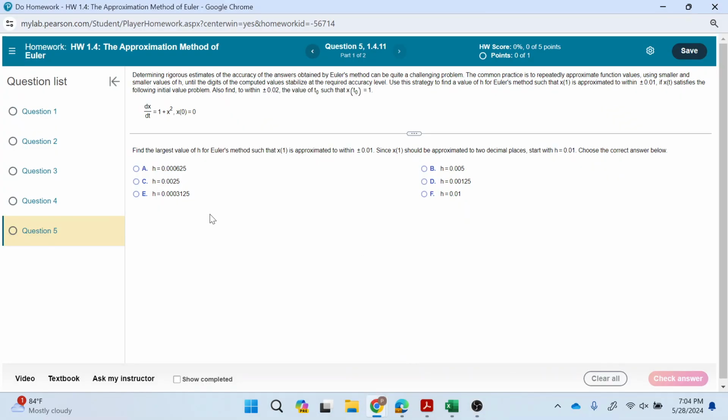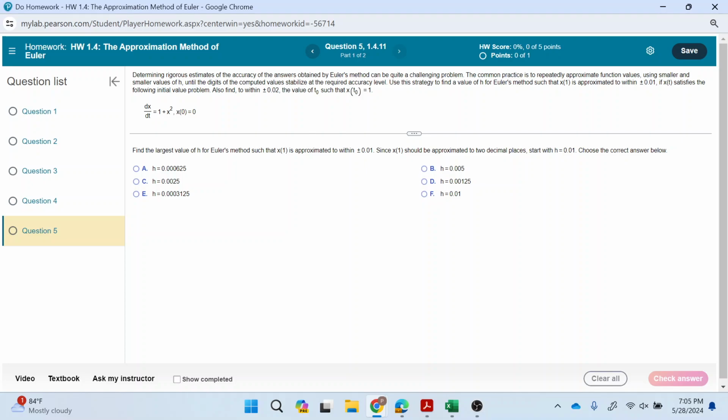And this is a question from homework section 1.4, question number 5. Use Euler's approximation method for finding the solution for this differential equation, the value of x when t is 1. We have been given the value of x when t is 0, and using Euler's method, we need to find the value of x when t is 1.